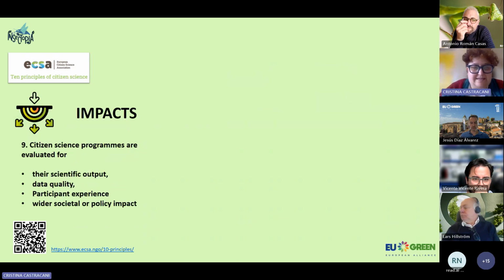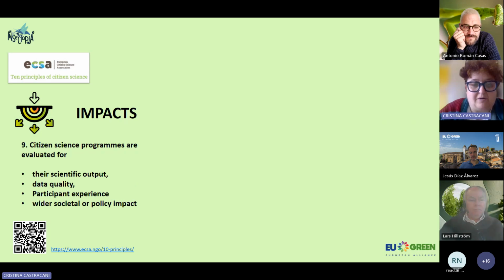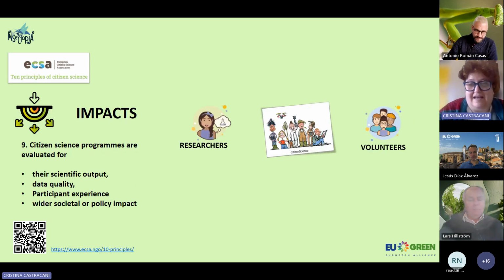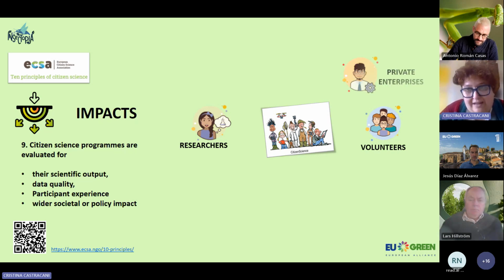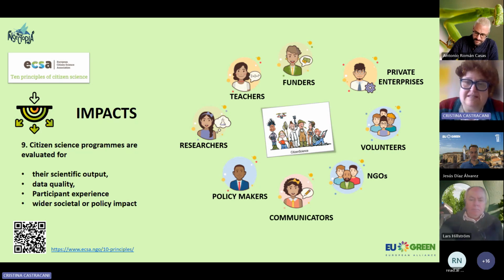The last principle that I would like to speak about is the impacts. Citizen science programs are evaluated for their scientific output, of course, by data quality, but also by participant experience and wider social or policy impact. This means that, yes, at the beginning, in a citizen science project, we have at least two main actors, researchers and volunteers, but we have a plethora of different actors that are involved. And so the most important thing is how we can communicate, how we can speak to each other, how we can understand each other, since we are very different actors.